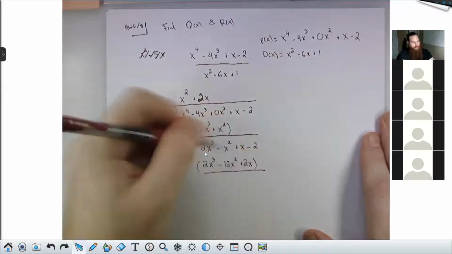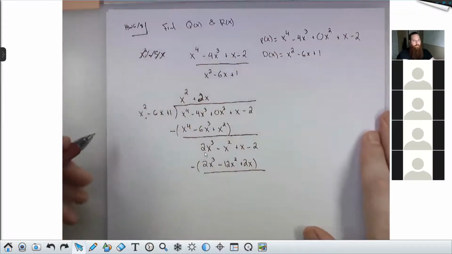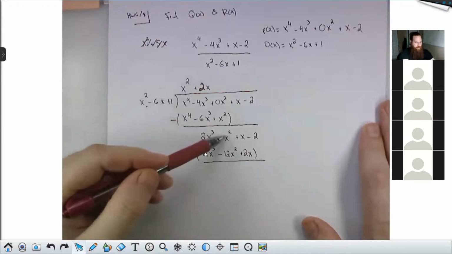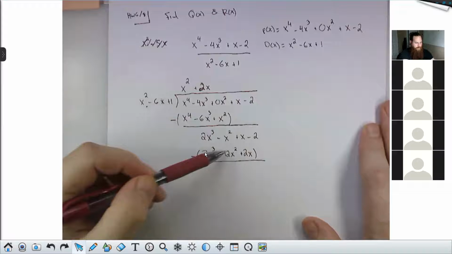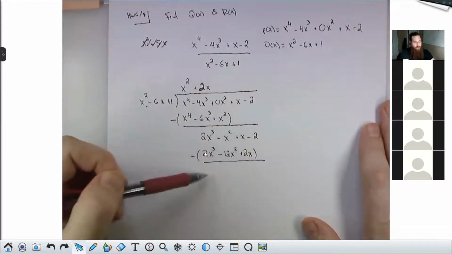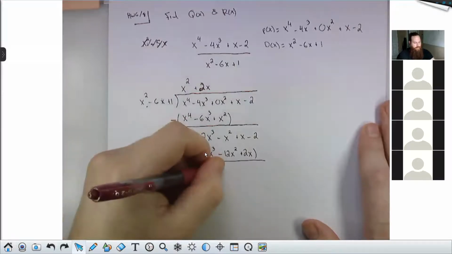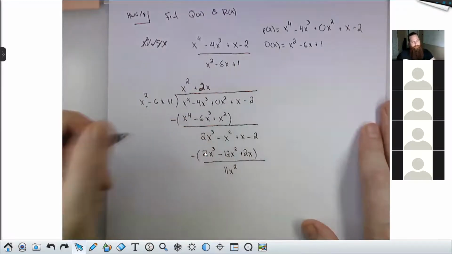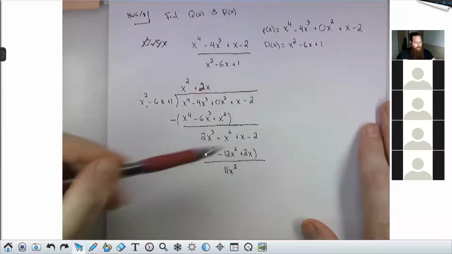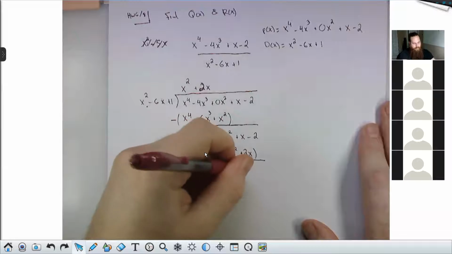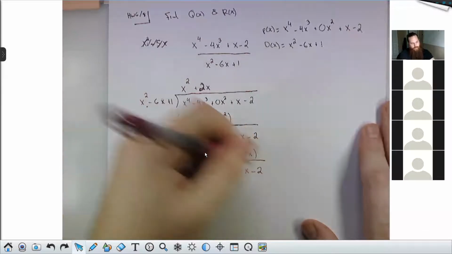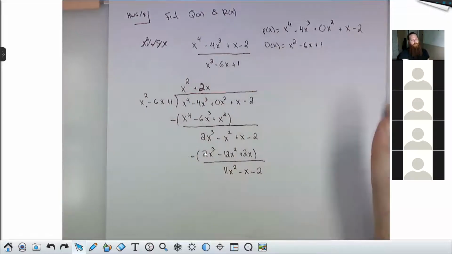And I subtract the bottom row from the top row. This minus this is 0. Negative x squared minus negative 12x squared is negative x squared, minus minus makes plus 12x squared. So that's positive 11x squared. x minus 2x is negative x. And minus 2 minus nothing is minus 2. That's my second loop done.